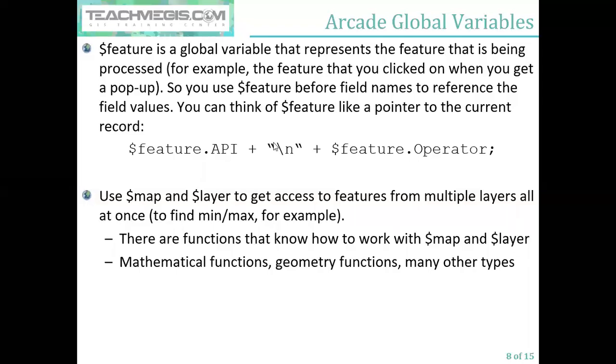$feature.api again, plus a new line, plus $feature.operator. Finish it up with a semicolon. So this is a common sort of label expression you might use.